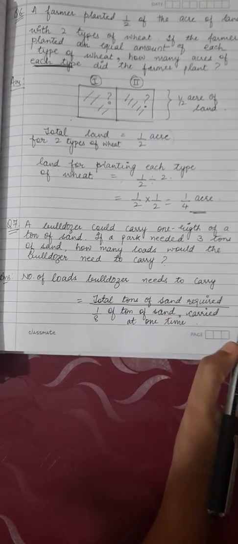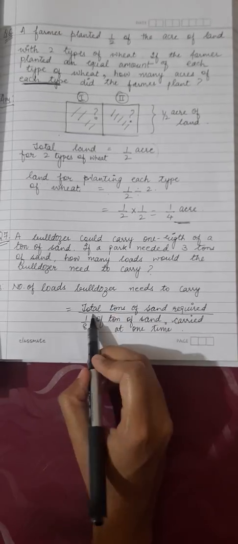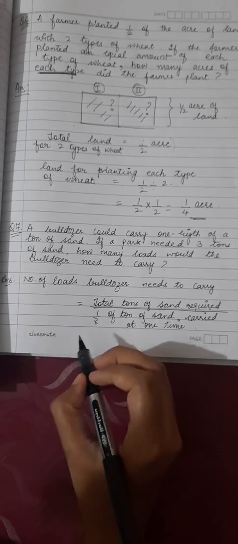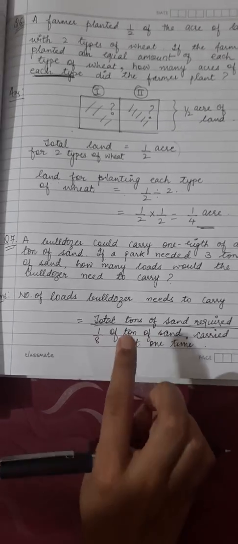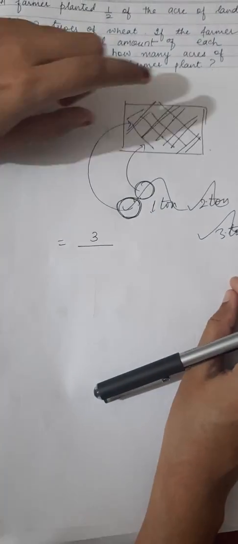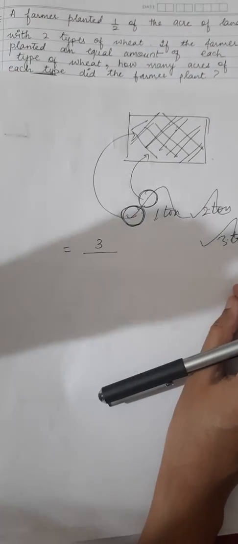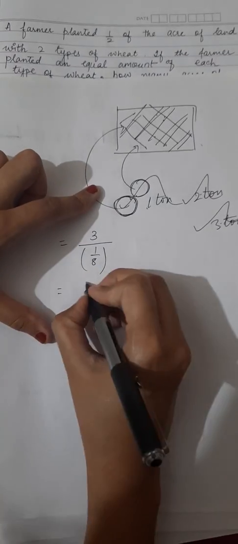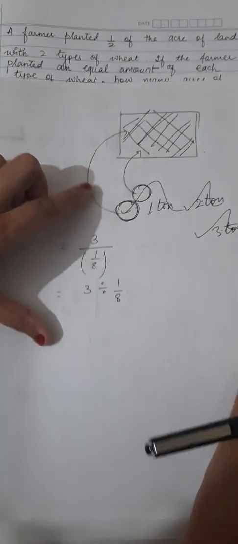You have to find the number of times the bulldozer needs to carry the load. Okay, so first of all, total tons of the sand required. Of course, in the numerator we are always writing the total, and then in the denominator, at one time how much sand the bulldozer is carrying. So this is the value which we are going to write in the denominator. The total tons is how much? 3, because the requirement of the sand in this part is 3, and at one time the bulldozer can carry 1/8 of the ton. Now this means 3 divided by 1/8.